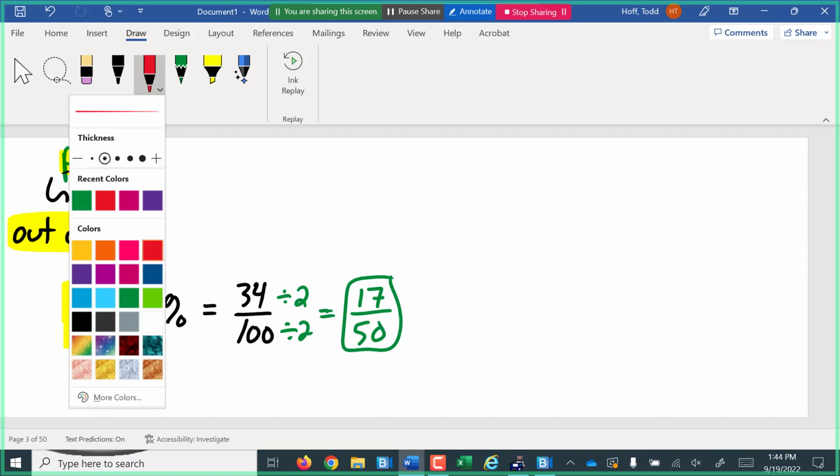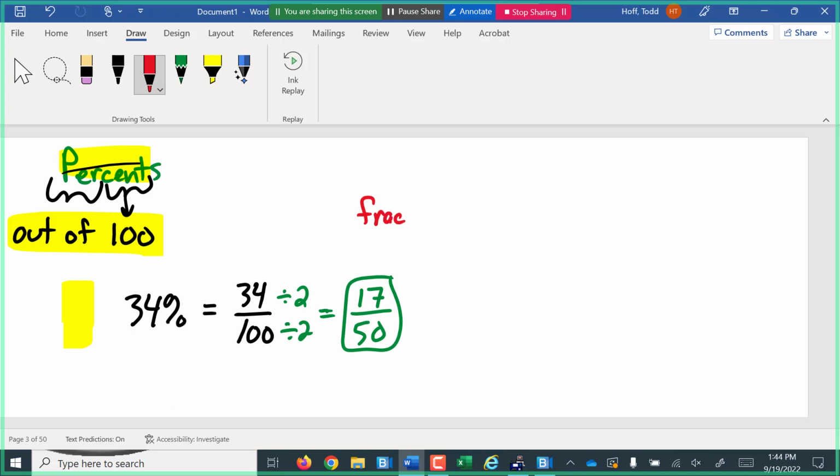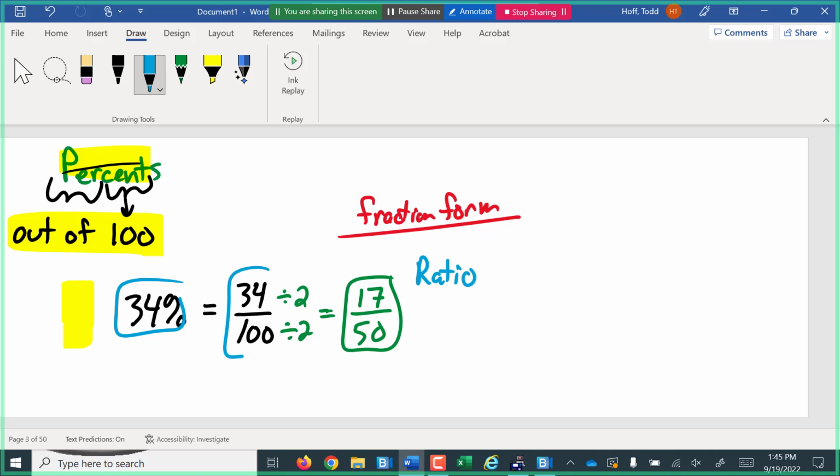Now, many textbooks mistakenly call this the fraction. And it's a fractional form, but it's not a fraction. What it really is, is a ratio, because the percent itself is actually a ratio. 34% is actually that ratio, 34 out of 100. This is just the reduced form of the ratio form of 34%, or 34 out of 100.